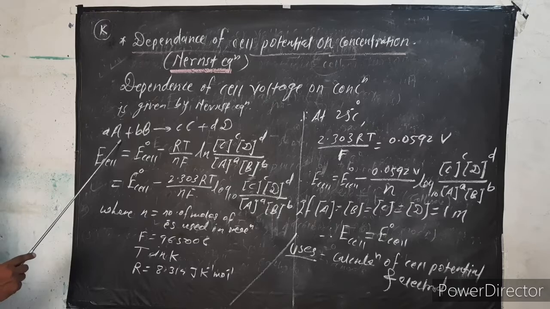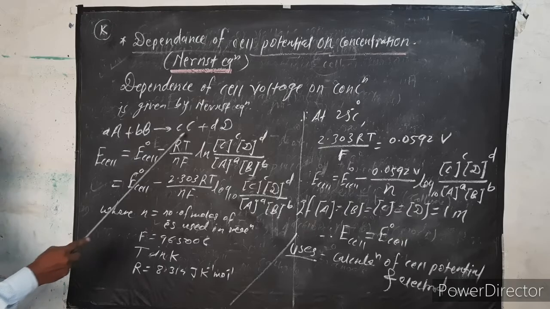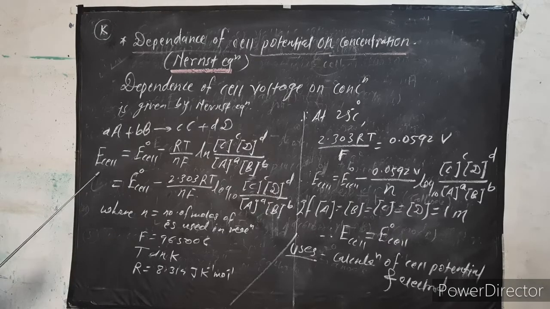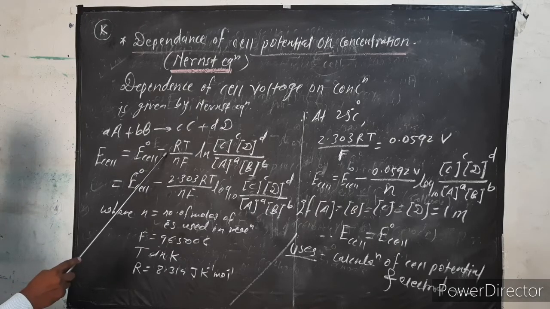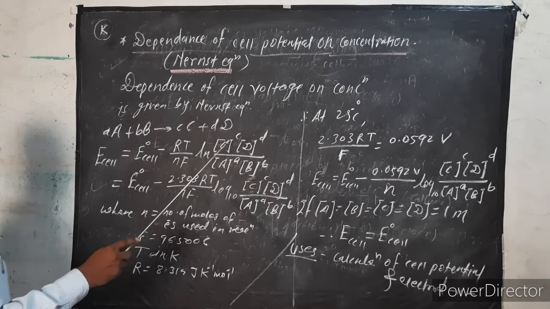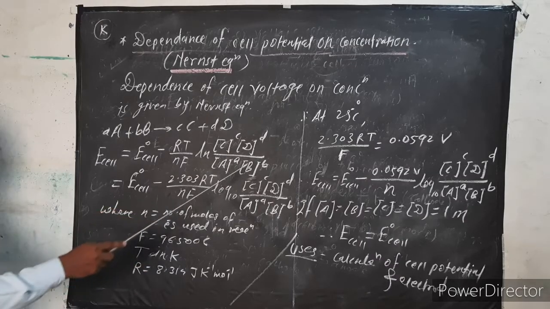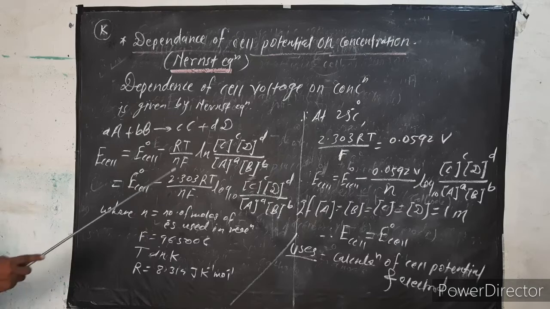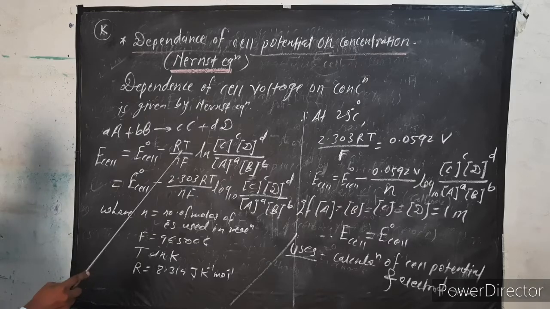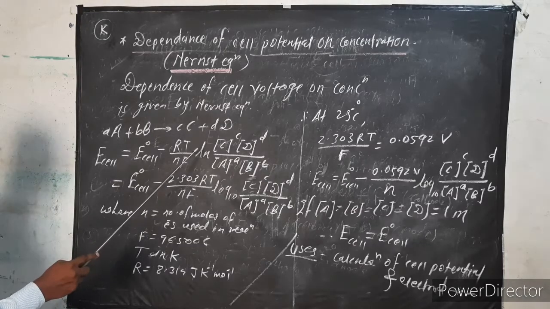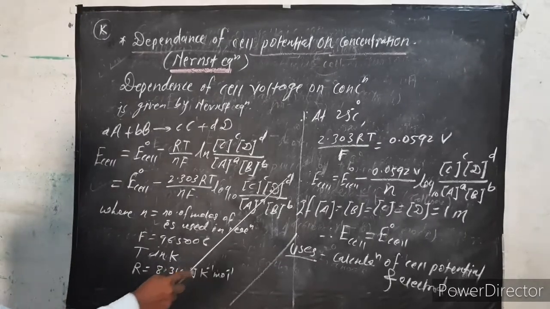Let us consider a general reaction: aA plus bB gives cC plus dD, where a, b, c, d are the stoichiometric coefficients. The cell potential is equal to the standard cell potential minus RT over nF times log to the base e of the concentration of C and D raised to their powers over the concentration of A and B raised to their powers. Converting log base e to log base 10 multiplies by 2.303, so this becomes E cell equals E naught cell minus 2.303 RT over nF log to the base 10 of the reaction quotient.